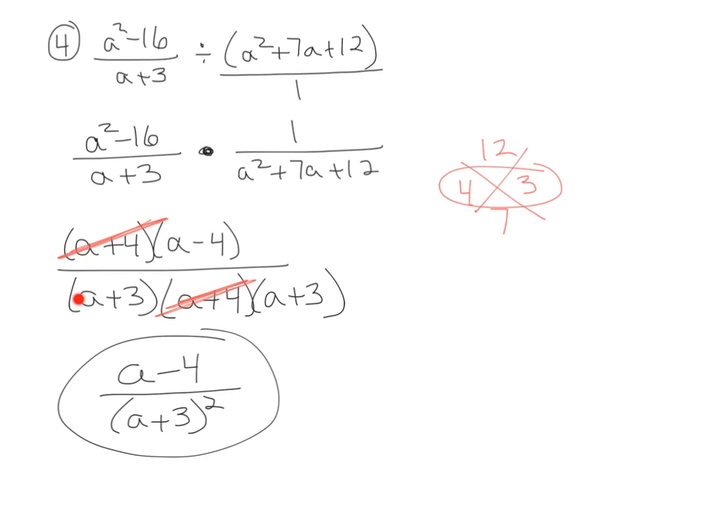Excluded values, look at the denominator. A can't be negative 3, or negative 4. So a cannot be negative 3 or negative 4.